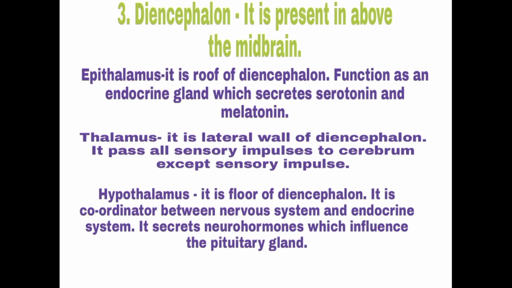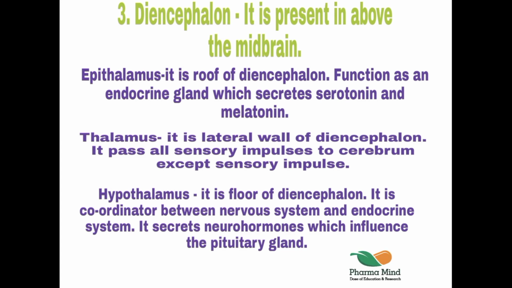Third, diencephalon. It is present above the midbrain. It contains epithalamus, thalamus and hypothalamus. Epithalamus is the roof of the diencephalon and functions as an endocrine gland which secretes serotonin and melatonin.